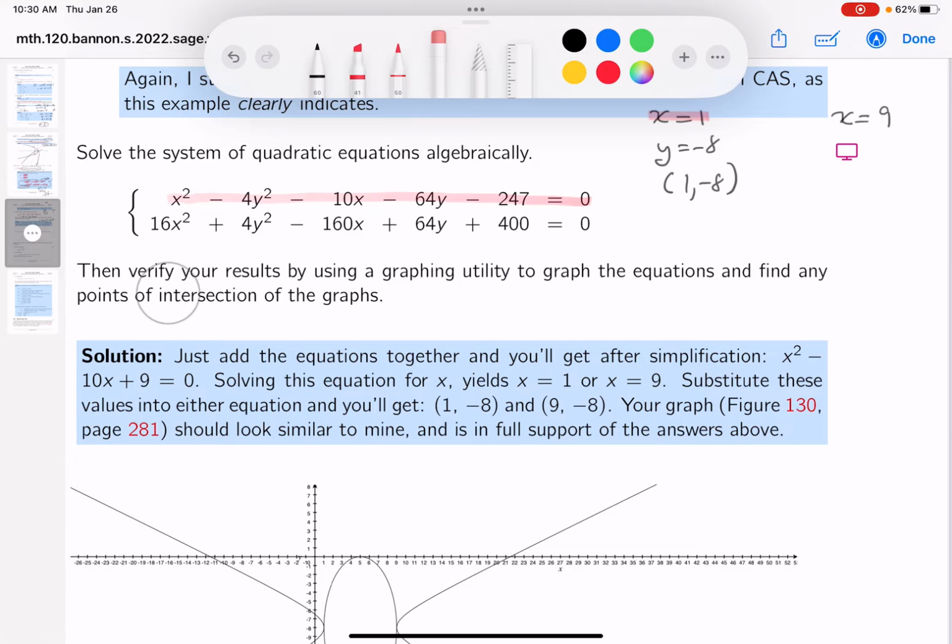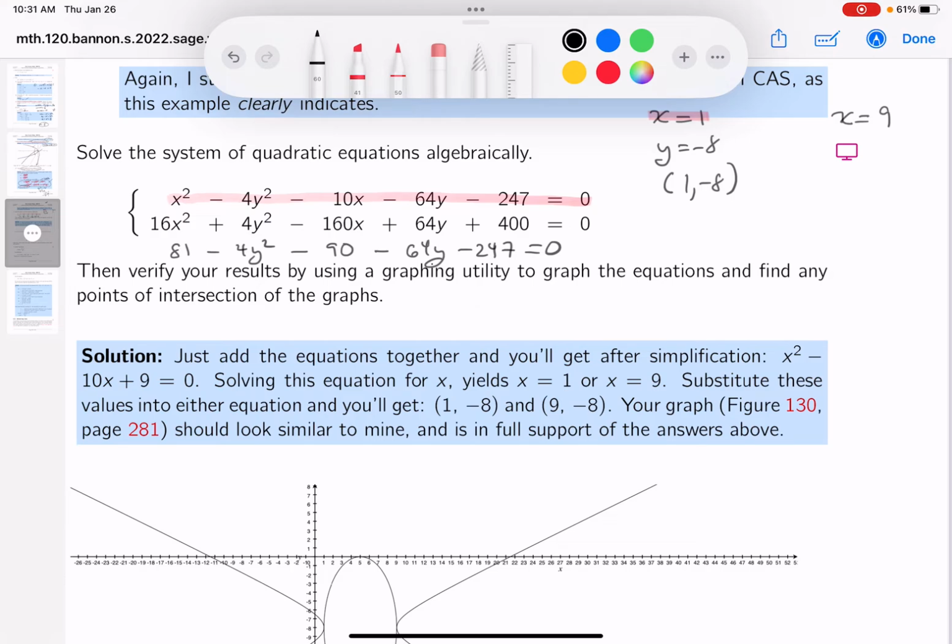But I'm still using that first equation, but now I've got to do the 9. 9's more difficult. You can get 81 minus 4y squared. Let's see, minus 10x, x is 9, right? 90. Minus 64y, and then minus 247 equals 0. Make sure I did that right. It's more difficult. x squared, if it's 9, it's 81. Minus 4y squared, minus 90, minus 64. Well, it looks like I did okay.